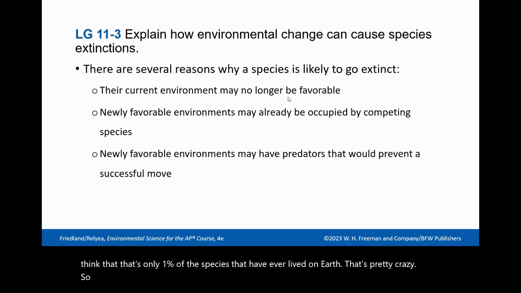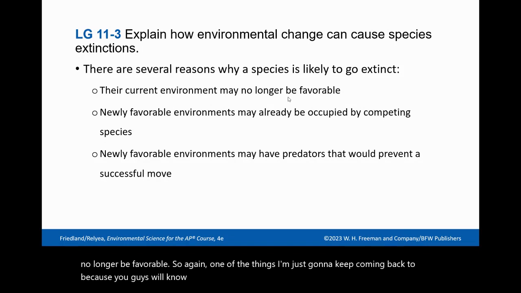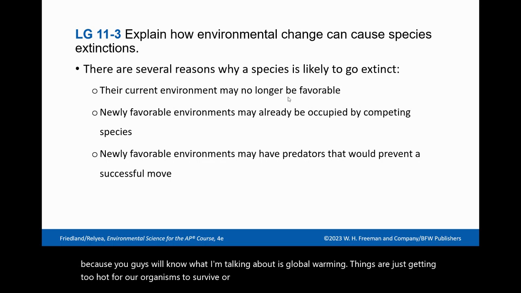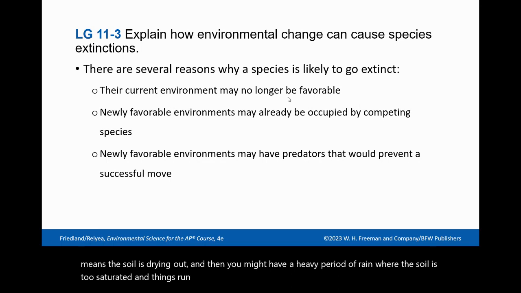So there are several reasons why a species might go extinct. The current environment may no longer be favorable. Again, one of the things I'm just going to keep coming back to, because you guys will know what I'm talking about, is global warming. Things are just getting too hot for our organisms to survive, or that's equating to less rain in certain areas, which means the soil is drying out. And then you might have a heavy period of rain where the soil is too saturated and things run off, like nutrients and nitrogen and phosphorus, and so those plants can't grow in their environment anymore.